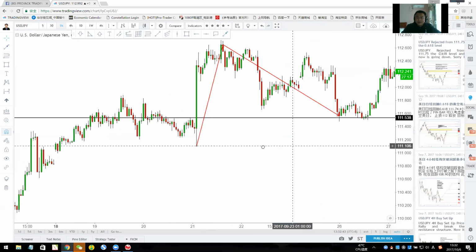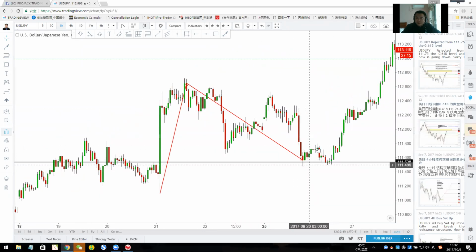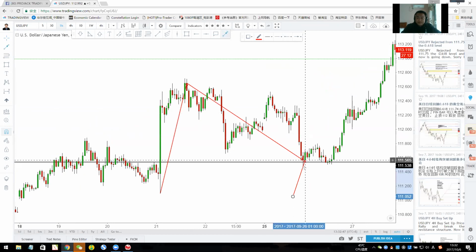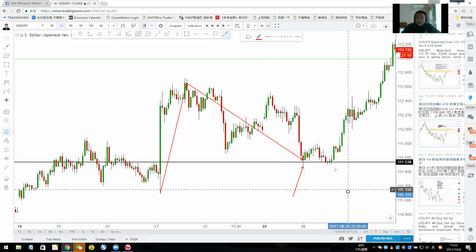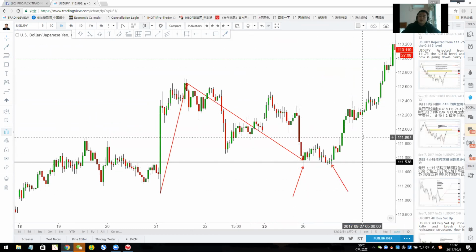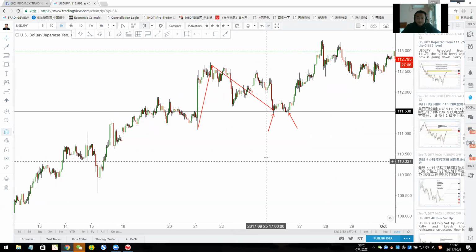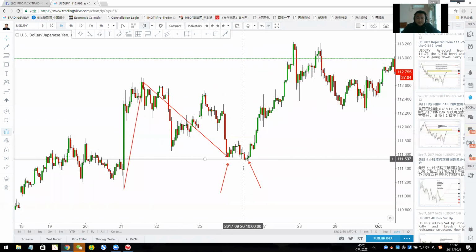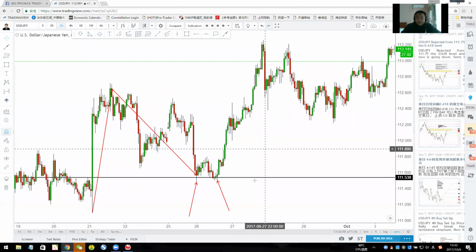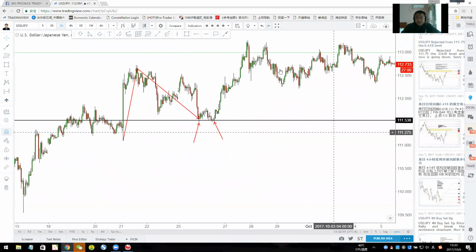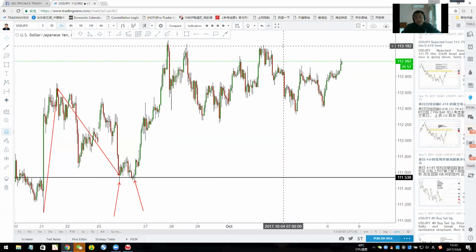Here it is. It pulls back, right? It really pulls back and touches. You can use the 2-try rule. First try, you don't buy. Second try, you buy. You have a higher success rate. And this is perfect, from 111.53 all the way to 113.20.